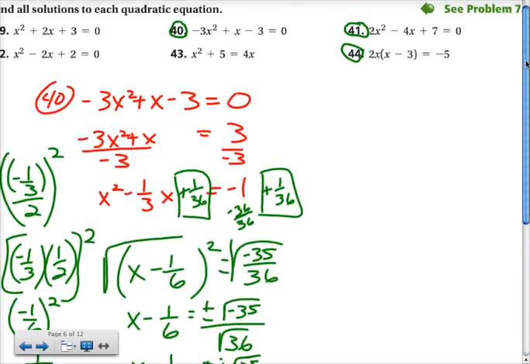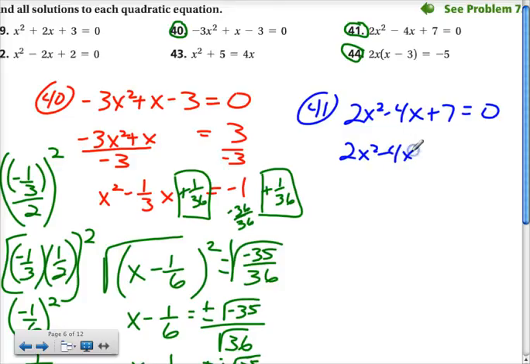Now, I'm going to go after number 41. All right, again, I'm going to solve this one by completing the square. So I'm going to subtract the 7 from both sides. Then I'm going to divide by 2. So we get x squared minus 2x, and this will be a negative 7/2 over here.